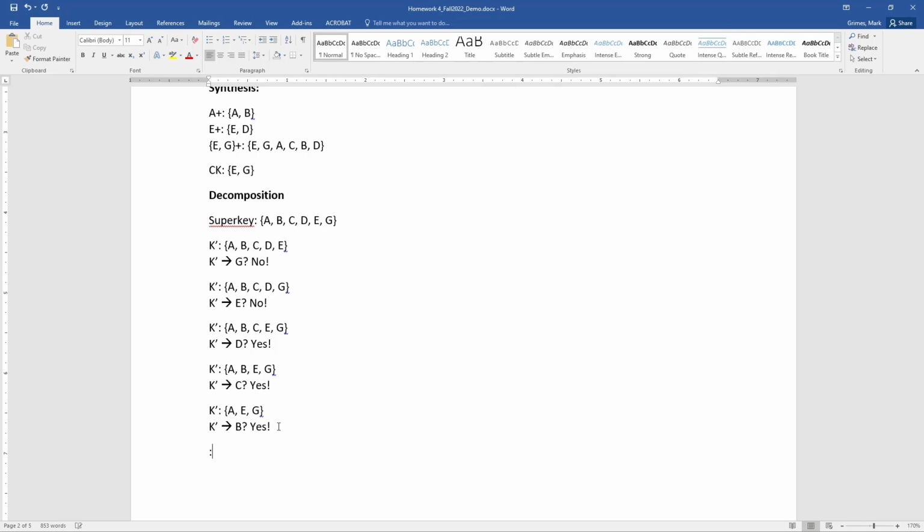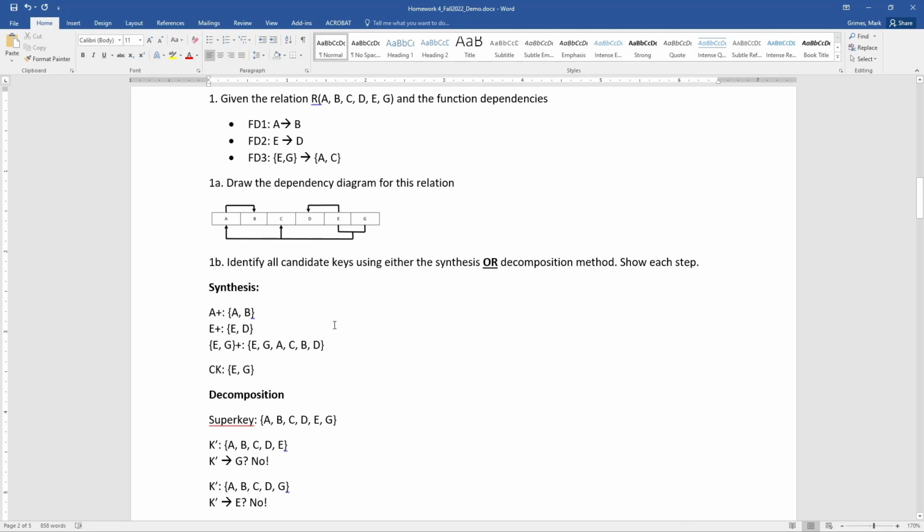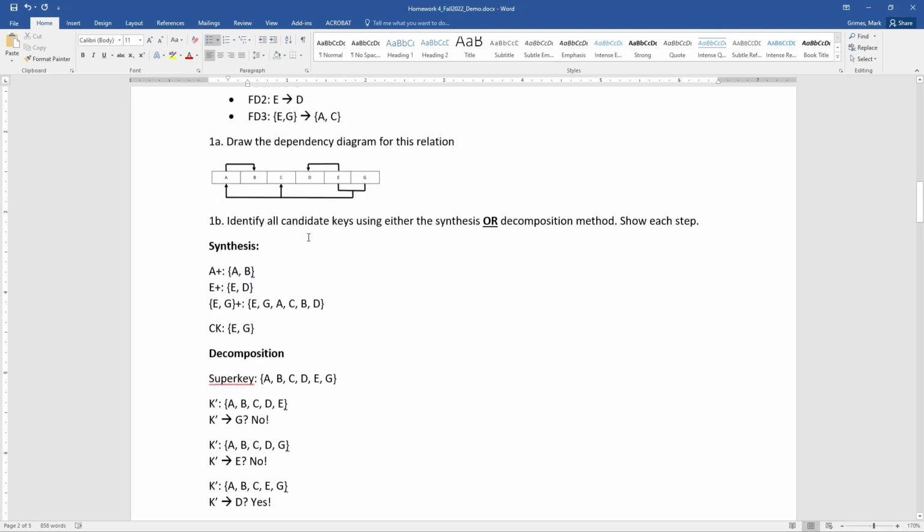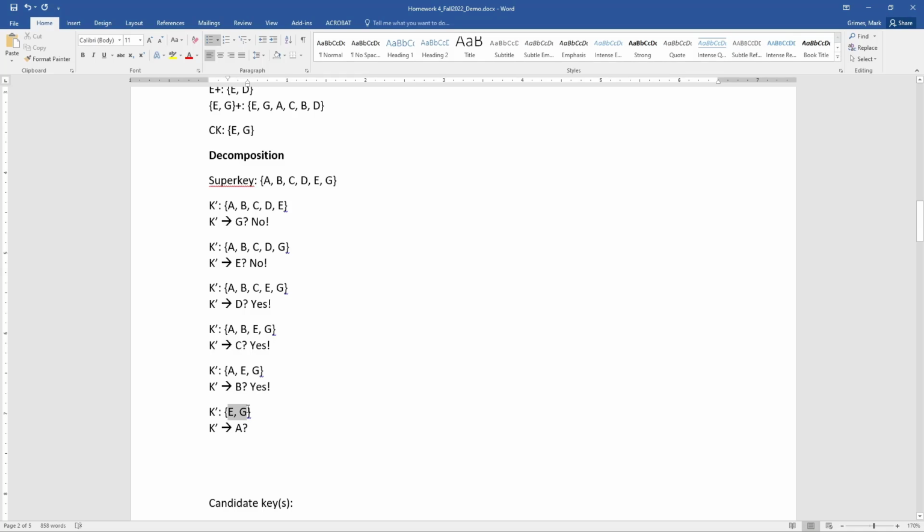And I believe this is our last one we're going to have to try. We're going to set K prime equal to EG. And then we're going to ask the question, does K prime functionally determine A? And here we see EG functionally determines A. So as long as we know EG, we can determine A, and that is what we have remaining in this superkey. So we do not need A.